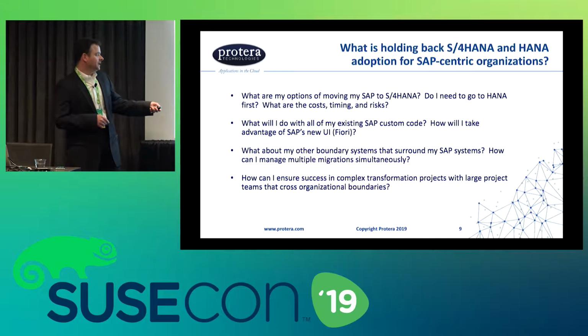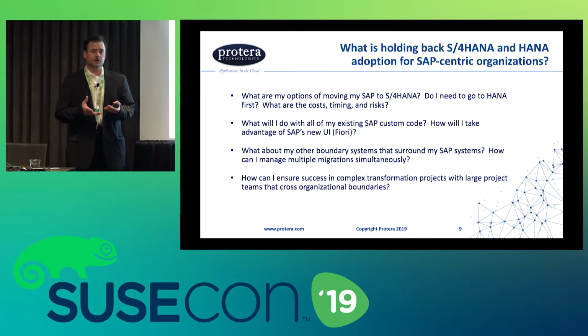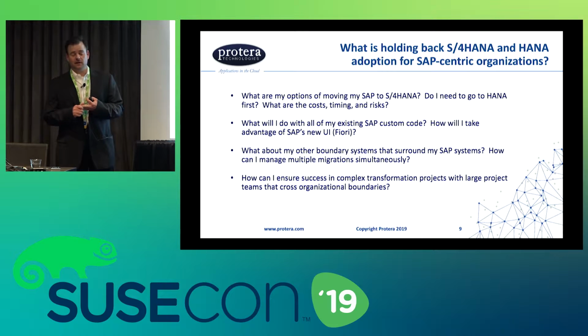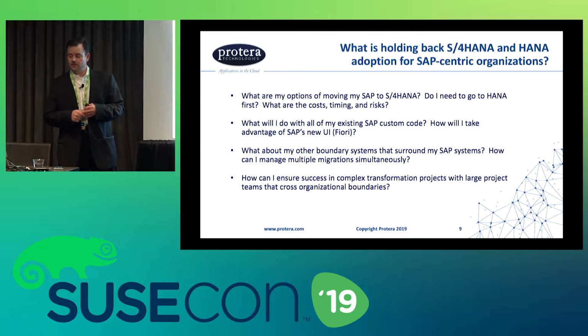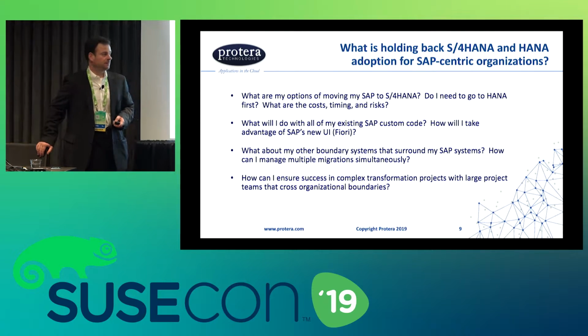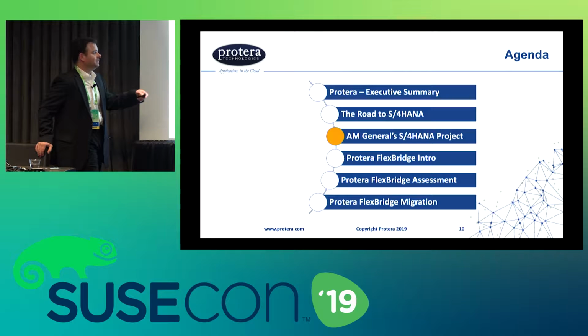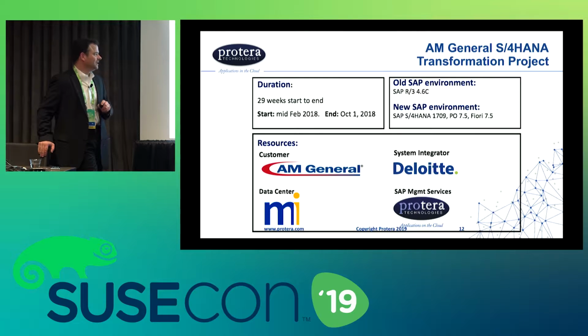And lastly, it's just all the resources that are required, because you have system integrators, you have your customer center of excellence teams, you may have a hosting provider, and all the other third parties that are going to be part of this transformation project because they're so complicated. So how is that all managed? I'll talk specifically about AM General and how they've gone about that with their project. That's the next piece. Any questions so far?